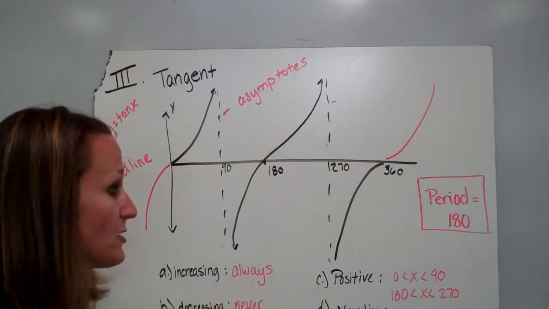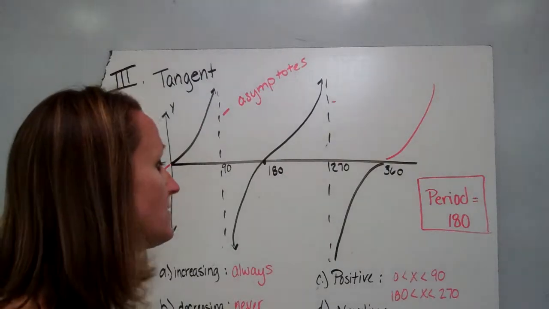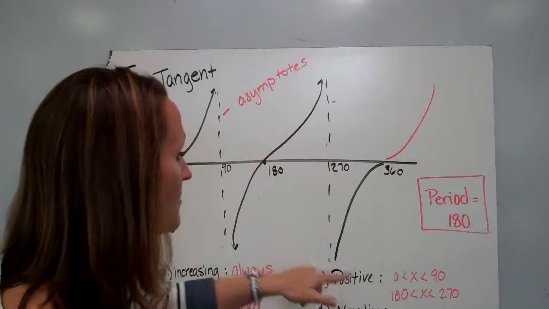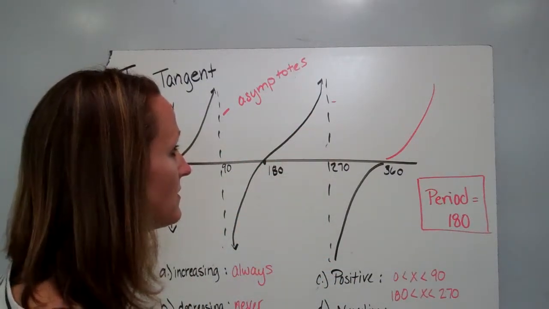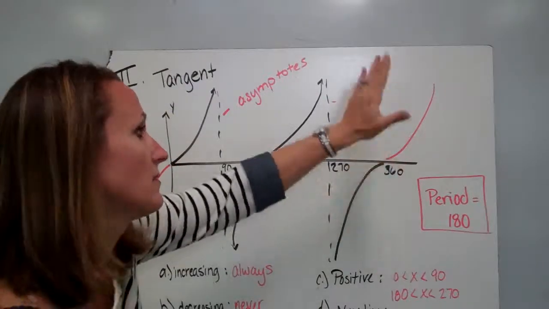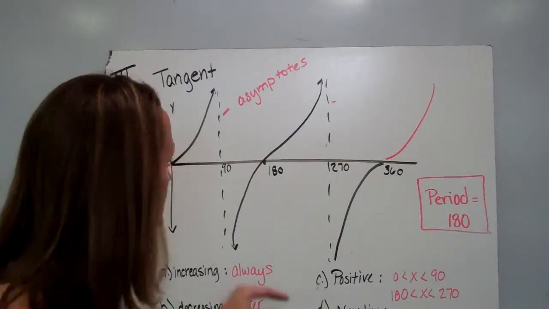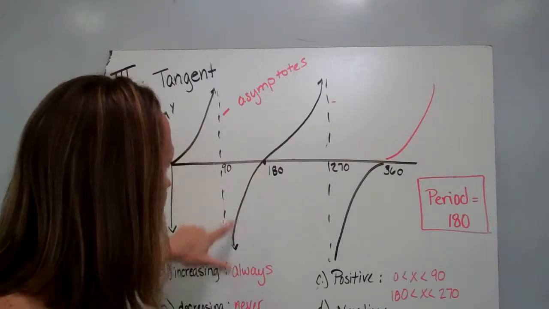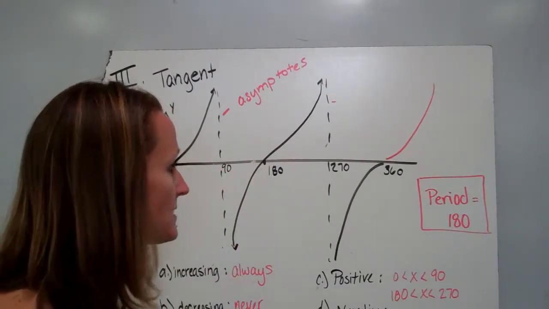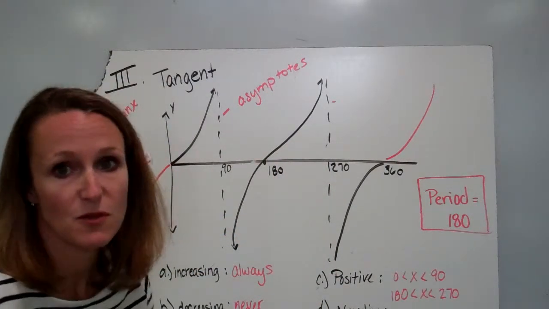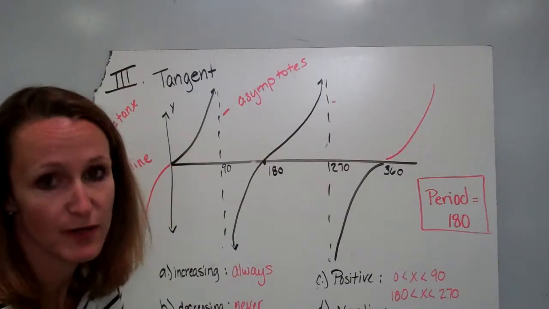Consequently, it's never decreasing. When is it positive? It's positive from 0 to 90 and from 180 to 270. That's within one period. If we kept going, we could say beyond that. When is it negative? From 90 to 180, it's negative because it's below the x-axis, and also from 270 to 360. So those are the graphs of your three basic trig functions.